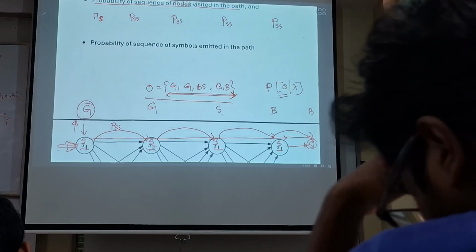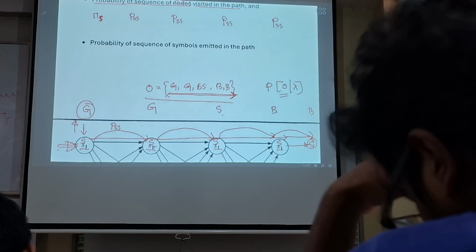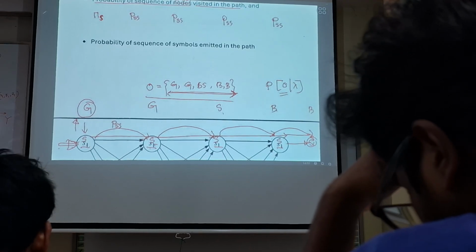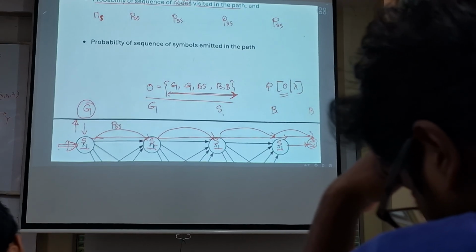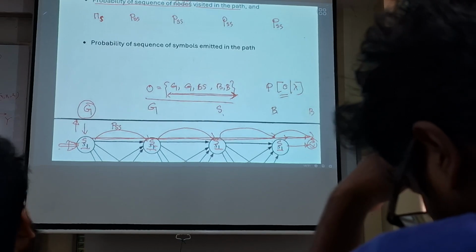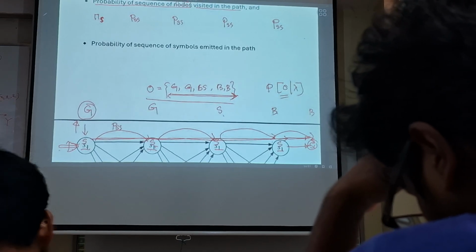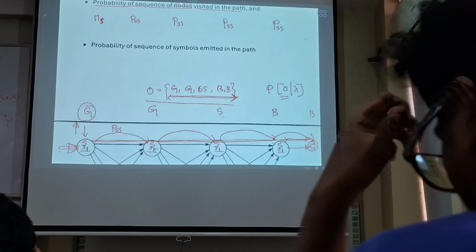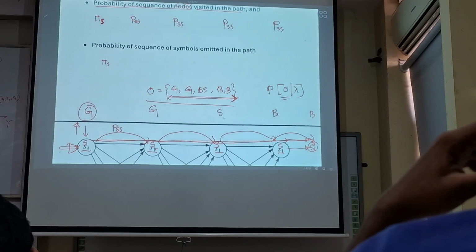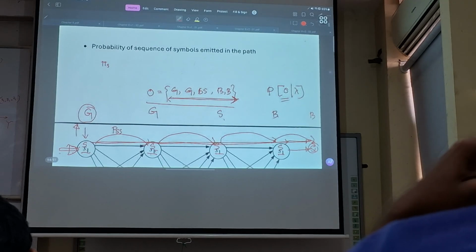So the product of all of these indicates what? The hidden Markov chain will travel in this path. This is clear or not? So the product of this one is the probability for the hidden Markov chain along this path.